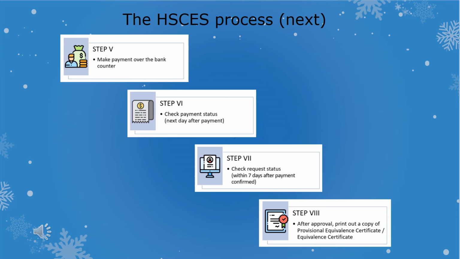Step 5: Make payment over the bank counter. Step 6: Check the payment status on the following day after the payment. Step 7: CUATC officer checks the documents and coordinates with the applicant for any additional documents. Step 8: Once all the documents are approved, the applicant can print out an equivalence certificate of the type appropriate for the applicant to use.